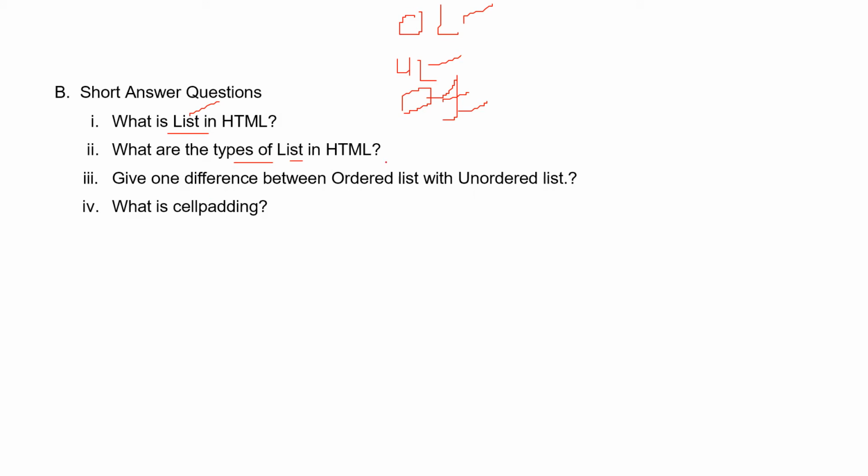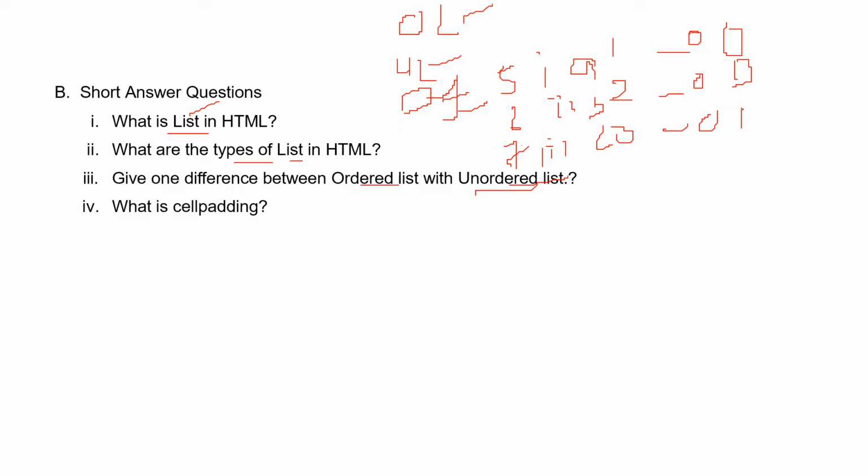Give one difference between ordered list and unordered list. In ordered list, the list will be in the form of 1, 2, 3, or it can be A, B, C. You can even start with some default value, say 5. You can start 5, 6, 7 like this. What is unordered list? The unordered list will have, say, circle or disc or square in front, not the numbers. There will be no proper ordering. Numbers will not be there.